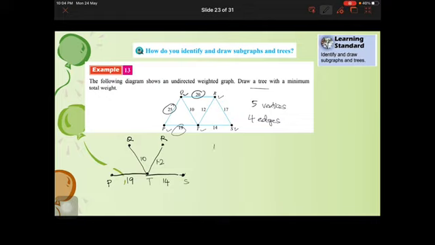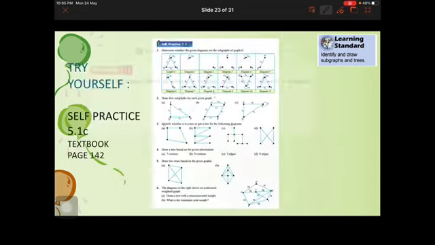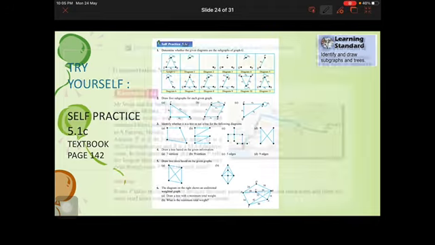So minimum total weight equals 10 plus 12 plus 14 plus 19. So we will get 55. Okay, is that clear? Okay, next. Try to do self-practice 5.1c in the textbook page 142 in your exercise book.